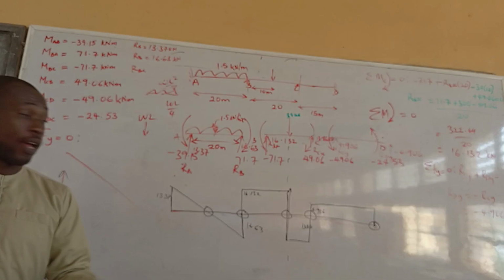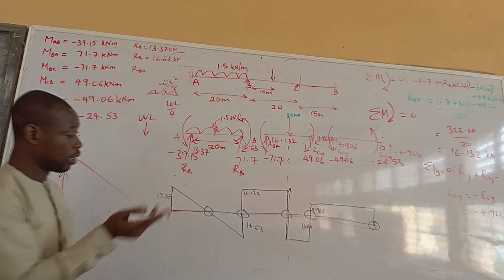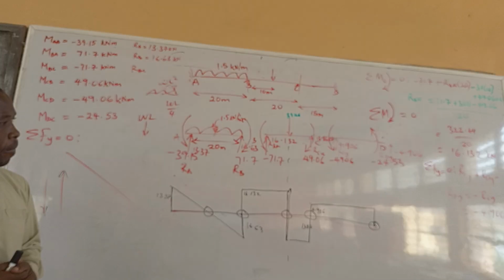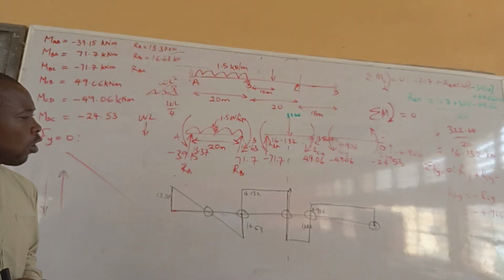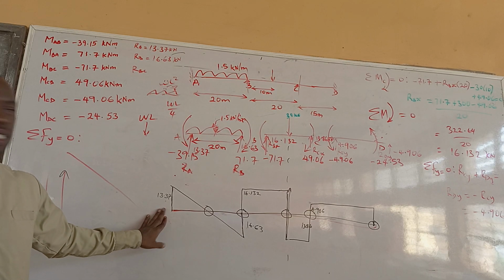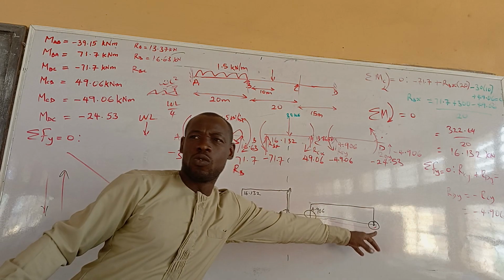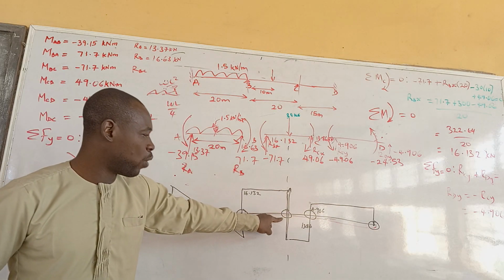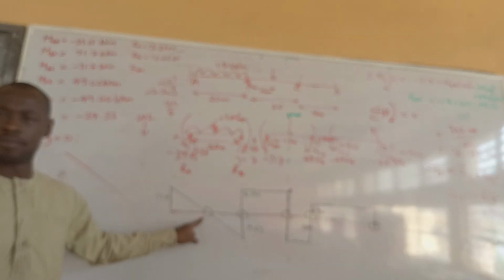Right? Those are the points we have. Now, for other cases, we already know what our moments are. At this place, we know what the moment is. At this place, we know what the moment is. At this place, we know what the moment is. But at this point, we don't know what their moments are.